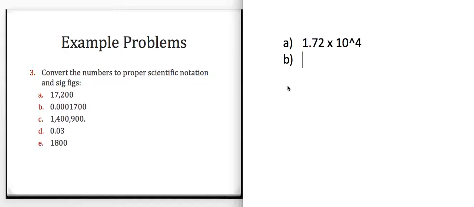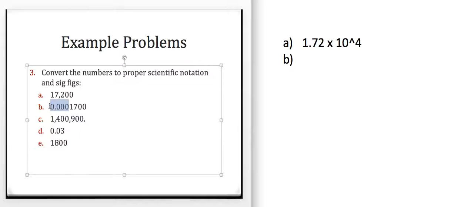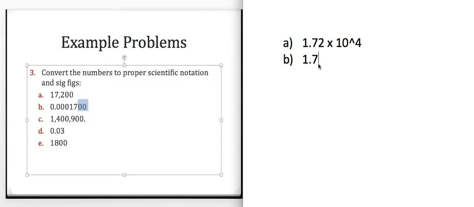The next one, I have 0.0001700. Okay, those zeros to the front there, all of those to the left of that 1, none of those are significant. So I don't include those. My scientific notation is going to start with the 1, 0.7. The zeros on the end, those 2 there at the end, those count. So I have to include those in my scientific notation.